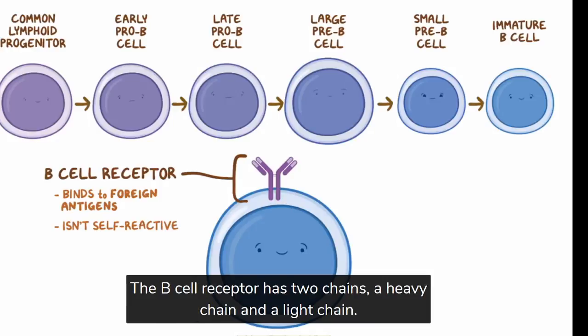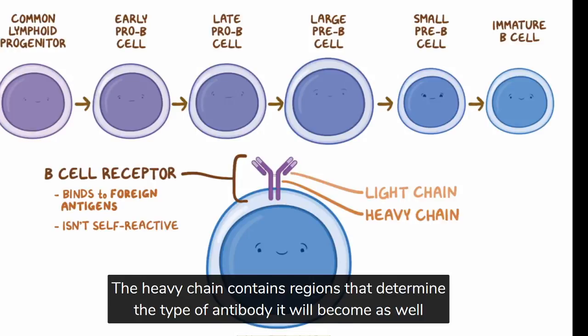The B cell receptor has two chains, a heavy and a light chain. The heavy chain contains regions that determine the type of antibody it'll be, as well as whether the B cell receptor will be surface bound or secreted, like an antibody.